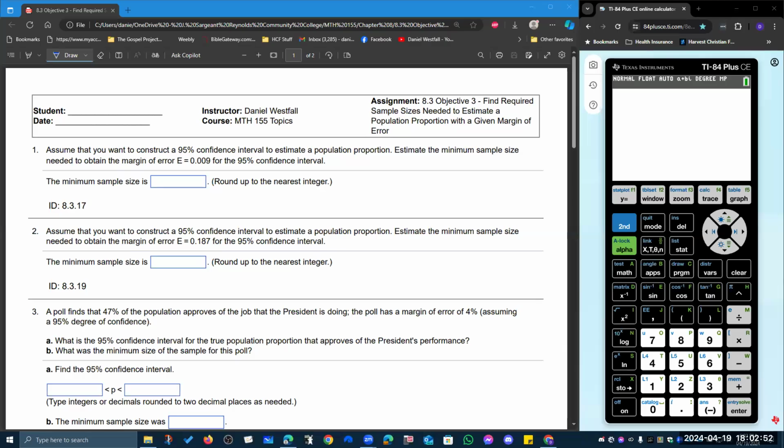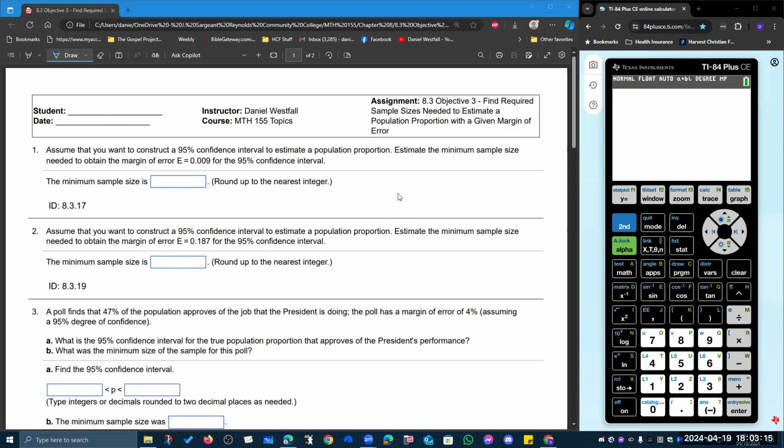In this video, we're going to talk about 8.3 Objective 3, where we find required sample sizes needed to estimate the population proportion with a given margin of error. This is very much like what we did before when we did this with X bar, but we're going to be doing it with P now.